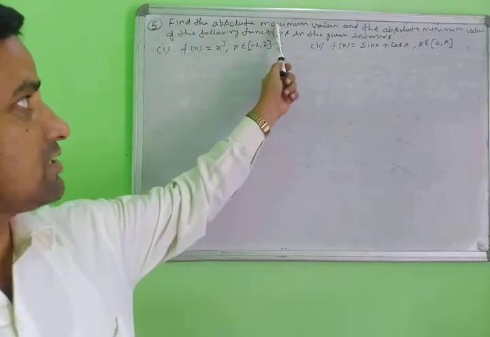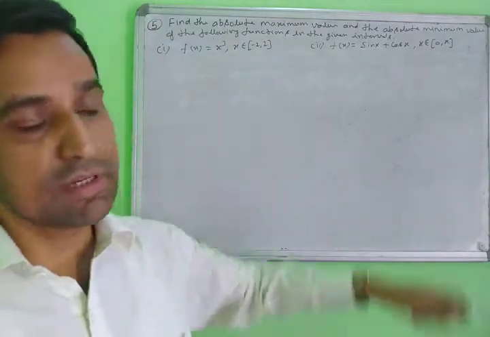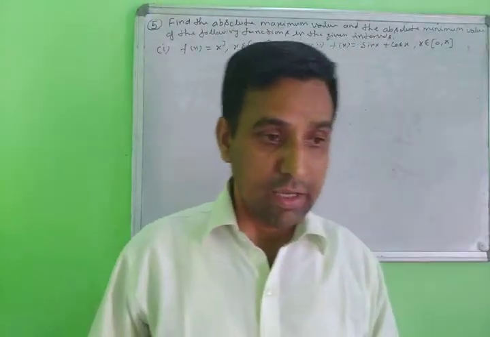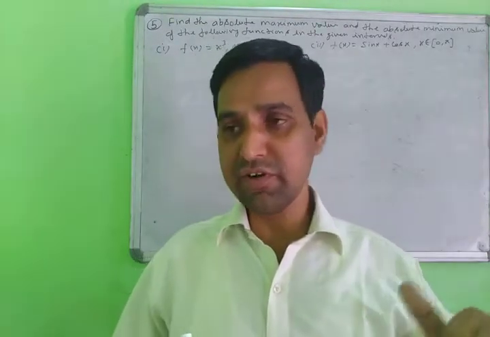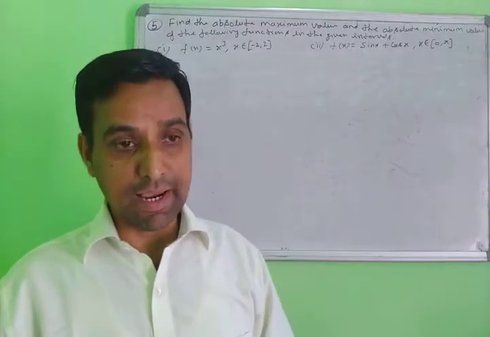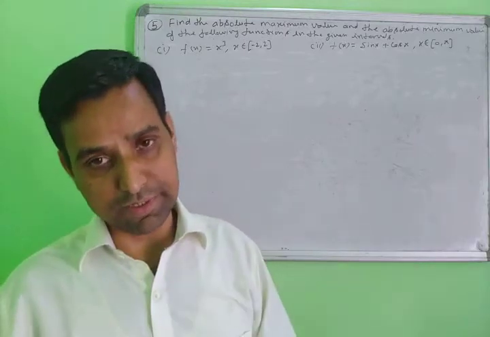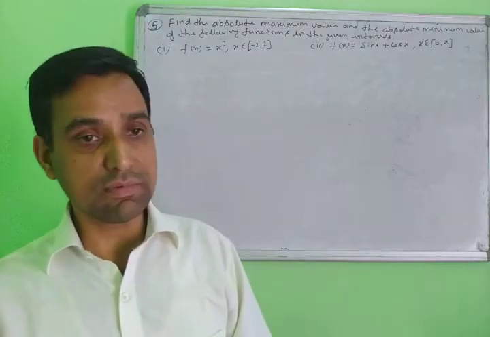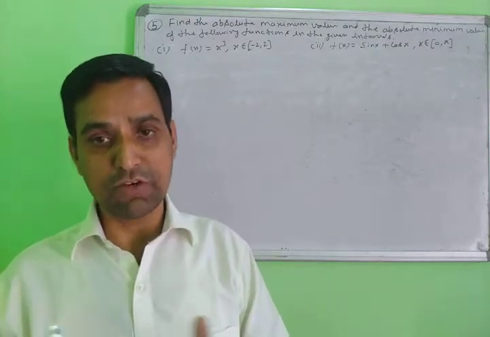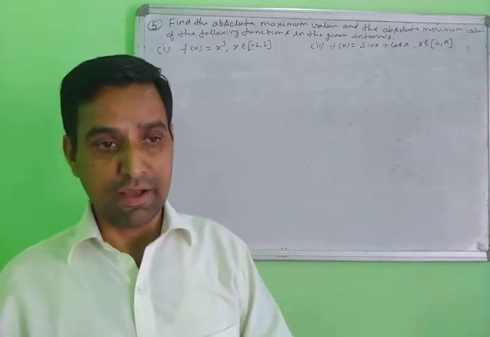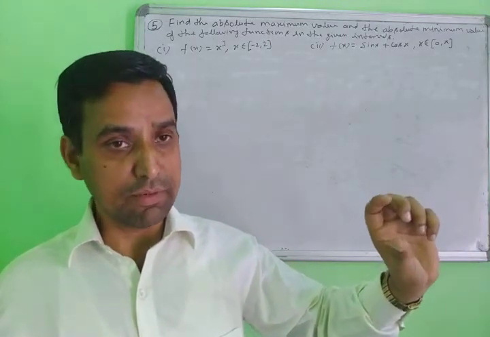Find the absolute maximum value and absolute minimum value of the following function in the given intervals. Maximum value and minimum value in different functions, this work is completed, and local maxima and local minima in different functions, this work is also completed. Today I am taking absolute maximum value and absolute minimum value. Absolute maximum and absolute minimum are not different. This is the same maximum and minimum, but here there is more than one maximum value and more than one minimum value.